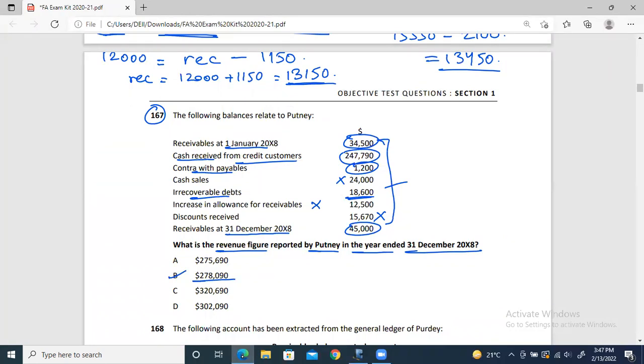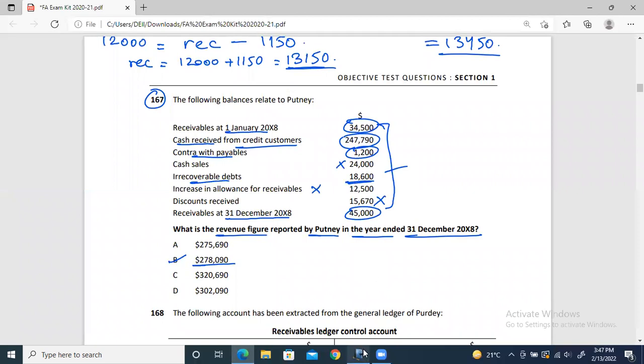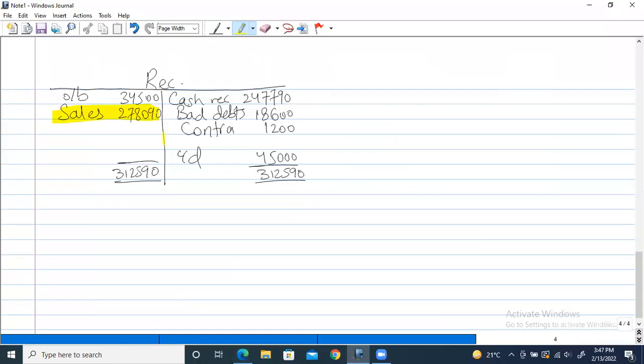Sorry, why is the allowance not in the T account? Because you see, this is the T account of receivables. We are not making a T account for the bad debts. Only the increase and decrease, the movement, is written in the bad debt account. Got it?